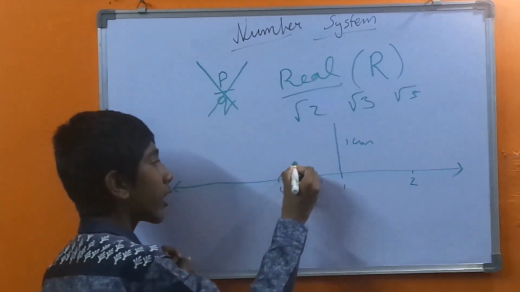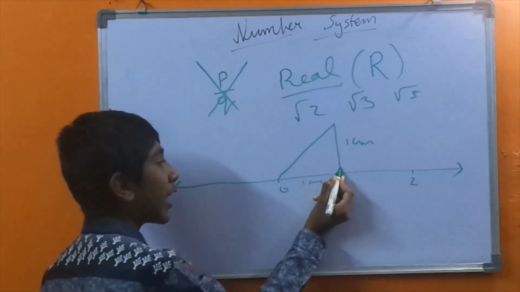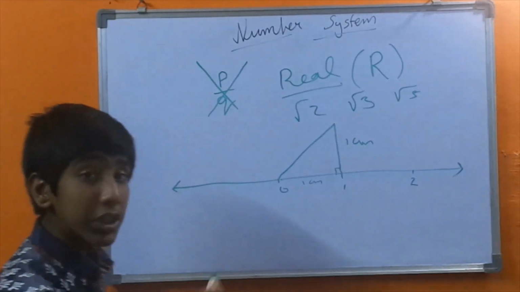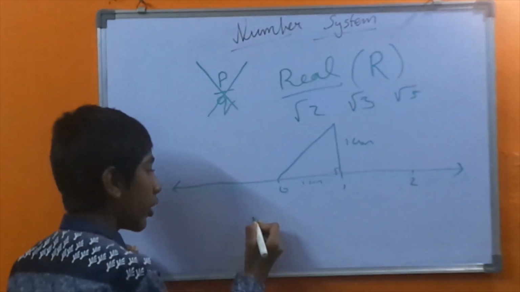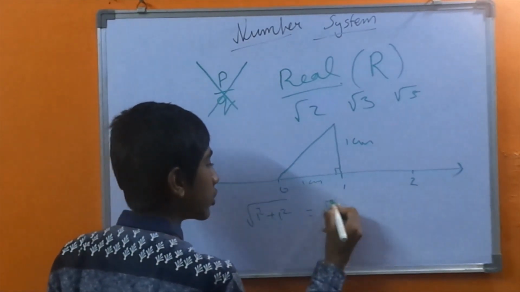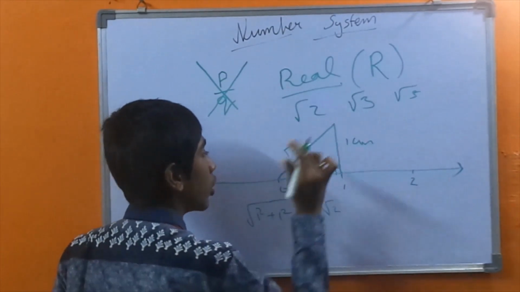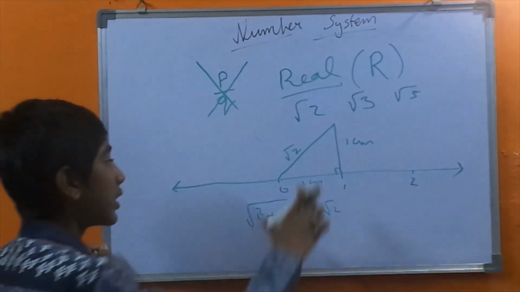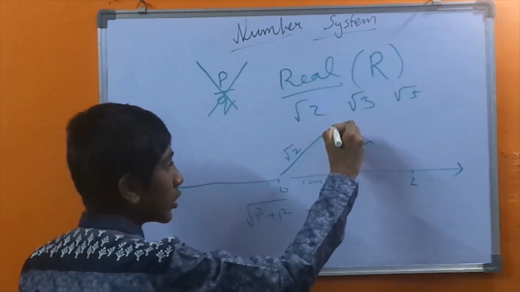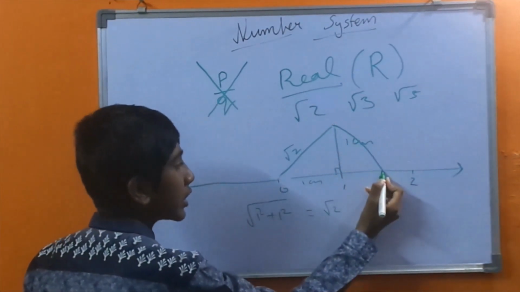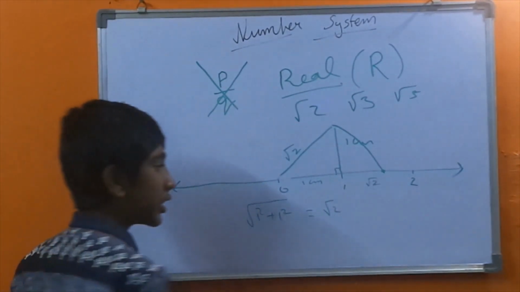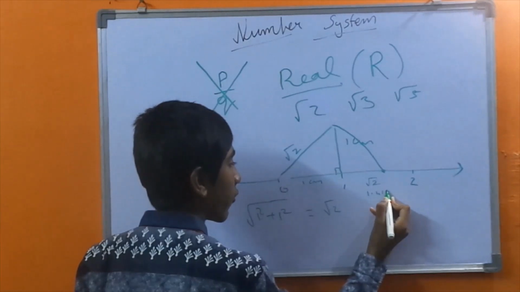Now, if we join, this becomes a right angle triangle. If we want to find the measure of this hypotenuse, we will use the Pythagoras theorem. So, root of 1 square plus 1 square is equal to root 2. So, this is root 2. Now, we will take a compass, measure this distance and draw an arc like this, and this is the point where root 2 lies. The approximate value of root 2 is 1.414.